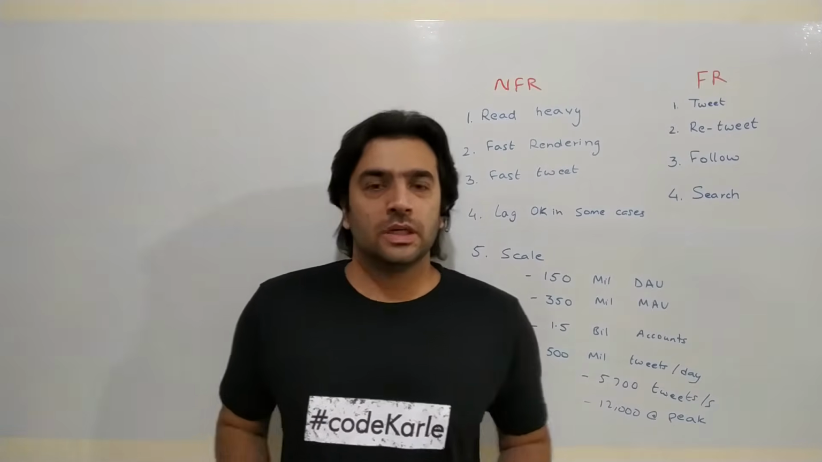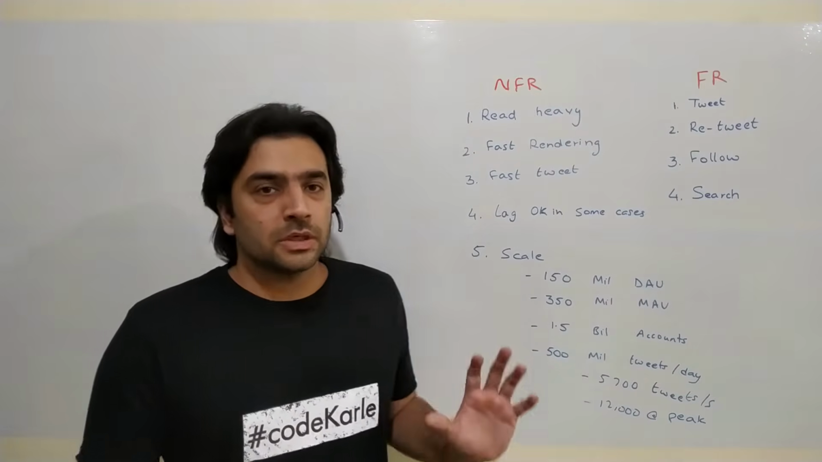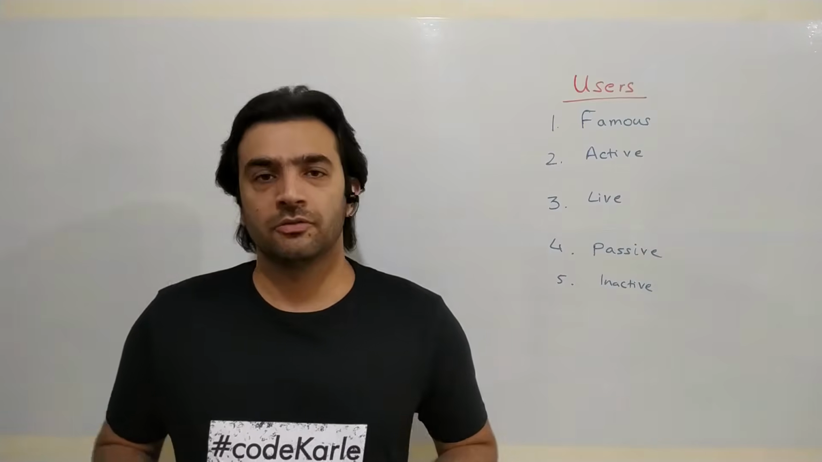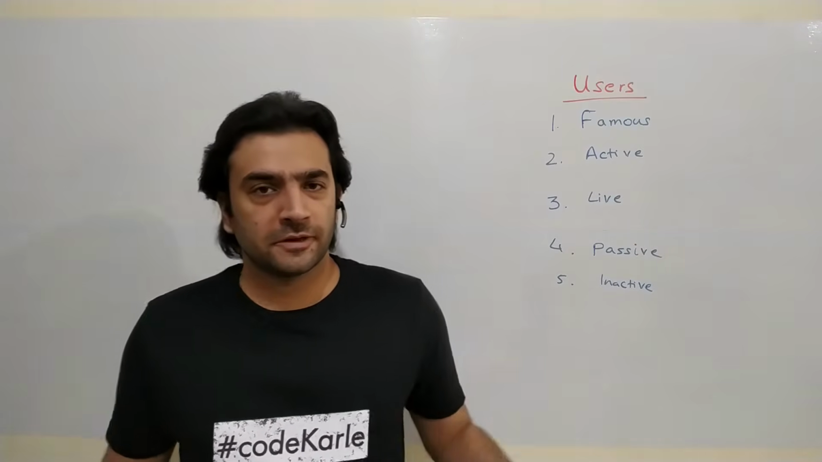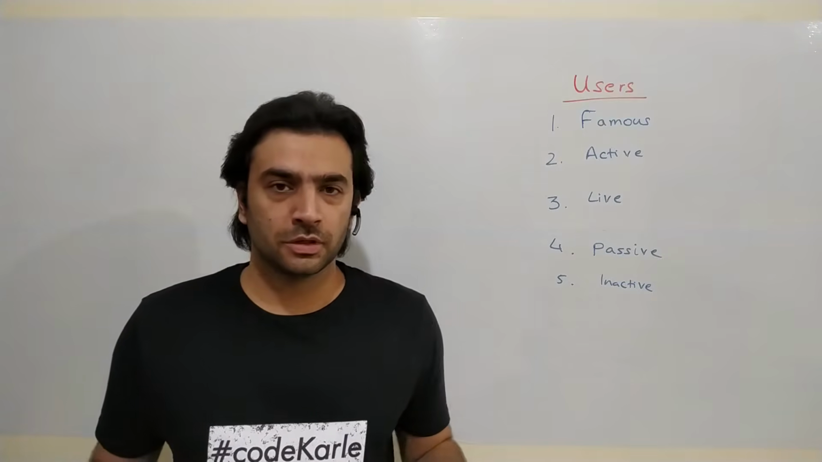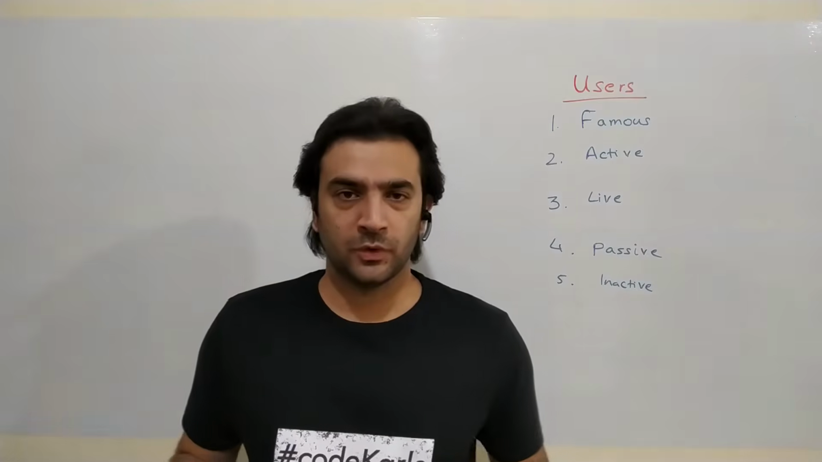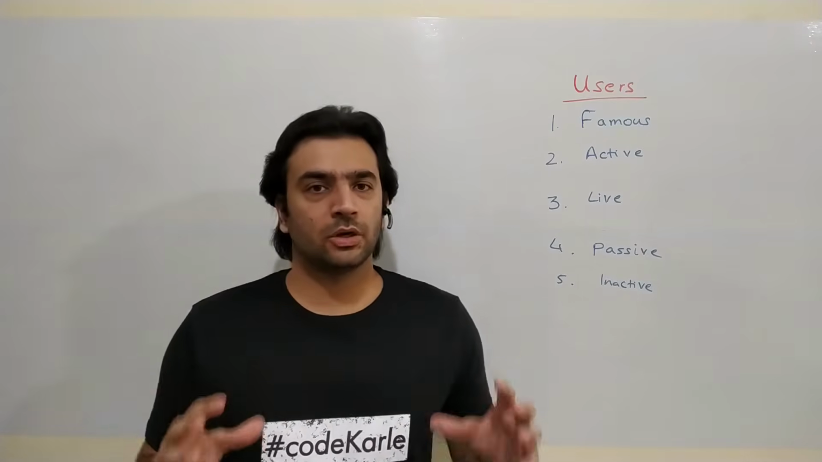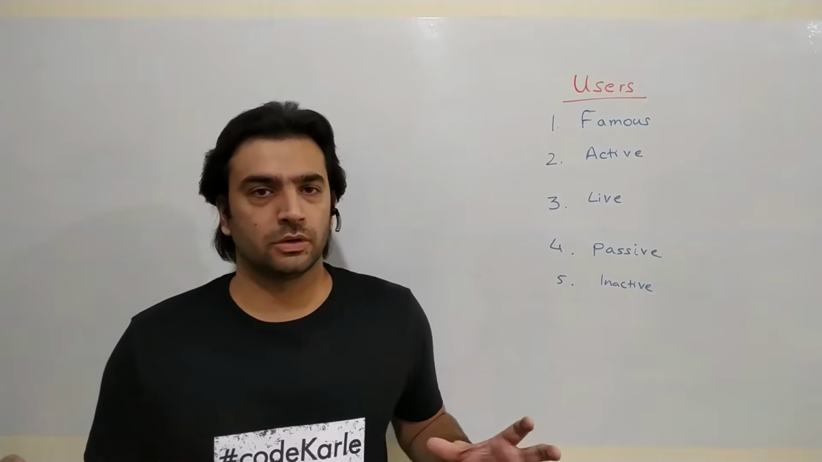Okay, so now let's try to look at how we design a system which can scale up to these numbers and maybe even more. First, let's classify all our users into some categories. We'll have 5 categories in which we'll divide all the users, and then we'll handle each category of users in a slightly different way. Okay, so the very first category is something called famous users. Now, these are the people who have a huge number of followers on Twitter.